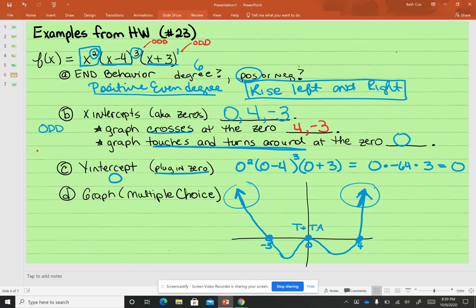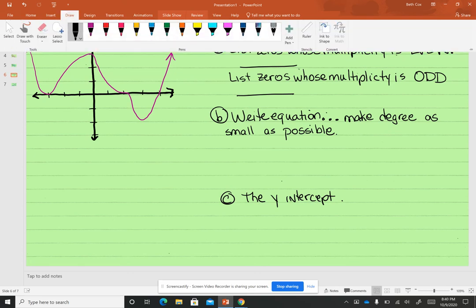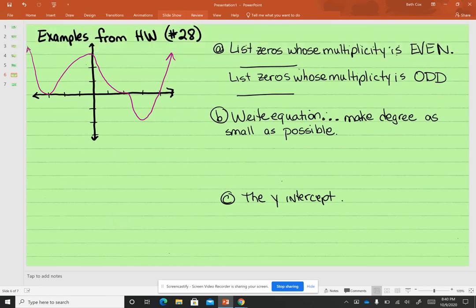Okay. Last little part, we have number 28. I know this video is long, but this is just keeping me from having to do more than one video. So that's what we're going to do here. Here we have number 28. This one gives us a graph, and it wants us to work out some things from the graph. First, it says list the zeros whose multiplicity is even.